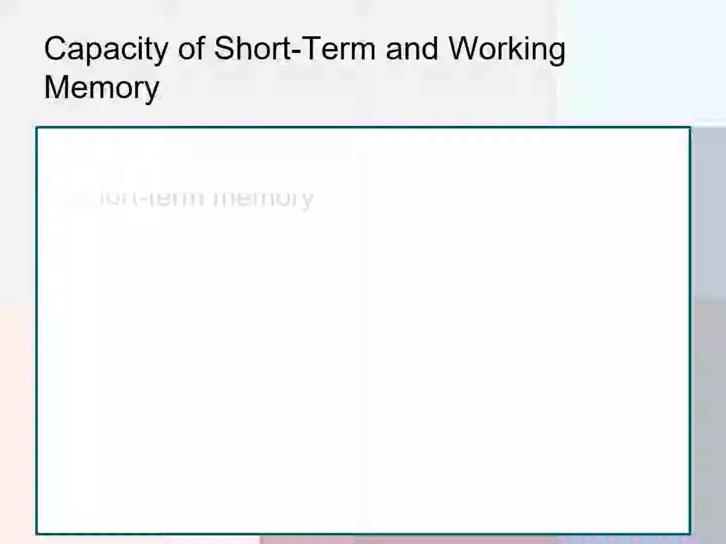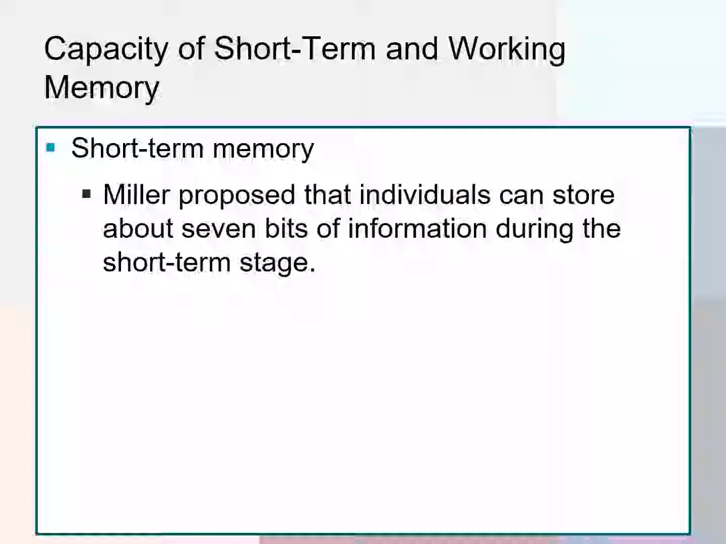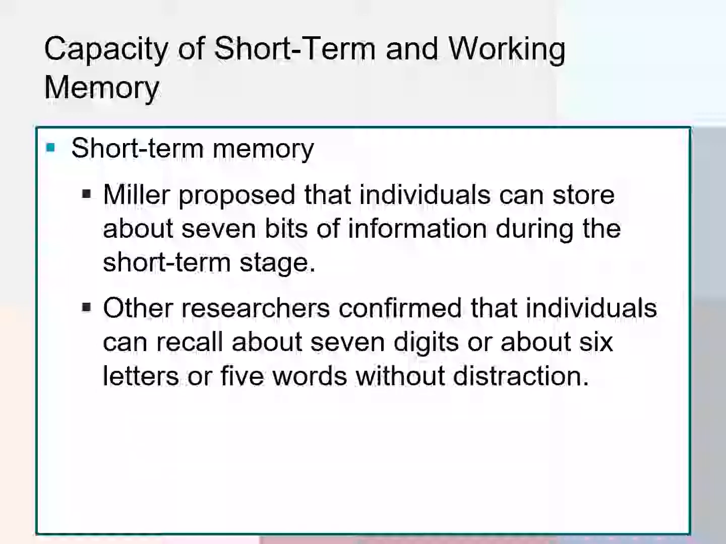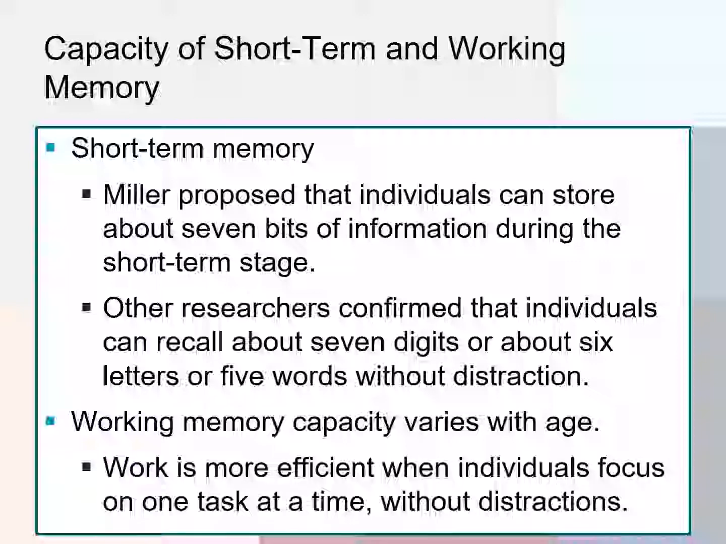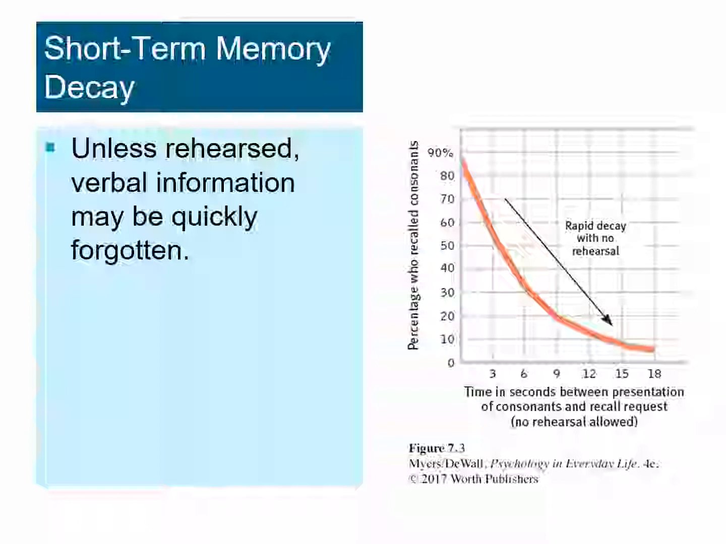Capacity of short-term and working memory. So about short-term memory, Miller proposed that individuals can store about 7 bits of information during the short-term stage. Other researchers confirmed that individuals can recall about 7 digits, or about 6 letters or 5 words, without distraction. For working memory, that capacity varies with age. Work is more efficient when individuals focus on one task at a time without distractions. Unless rehearsed, verbal information may be quickly forgotten, like I mentioned.